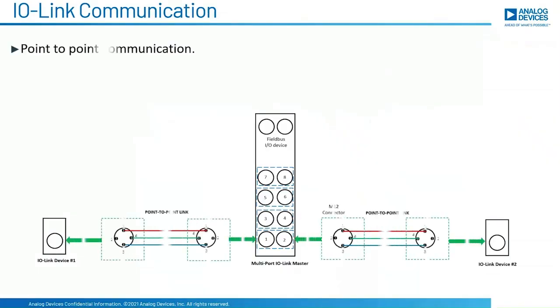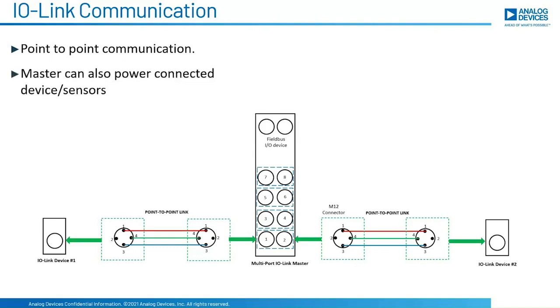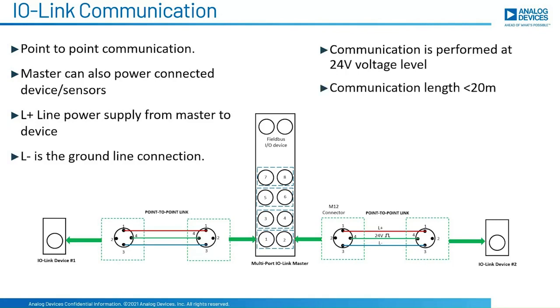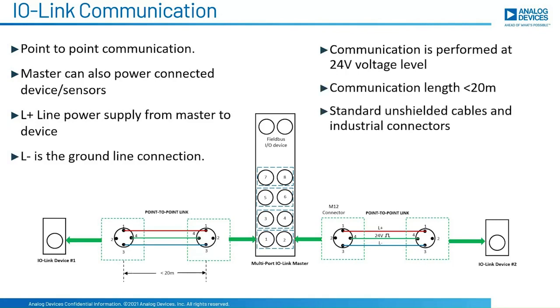IO-Link is a point-to-point communication between master and device. The master can have multiple ports, but a device will have only one port. The master can also power the connected device or sensor over the cable. The L+ line provides power supply from master to slave, and L- is the ground line connection. Communication is performed at 24 volt level and it must be within 20 meters with unshielded cables using standard connectors.